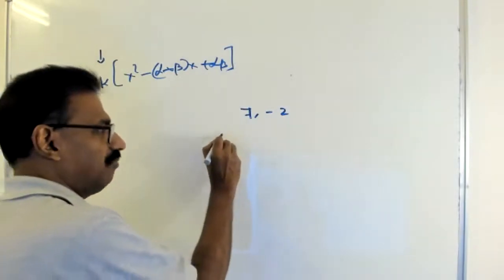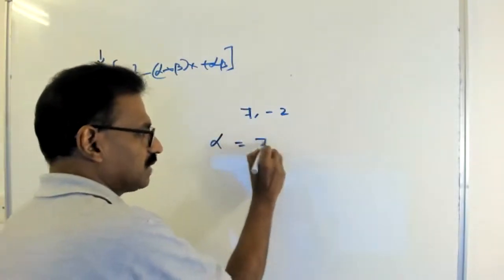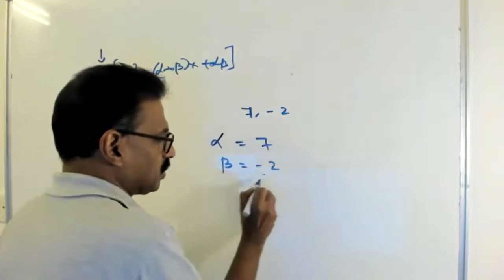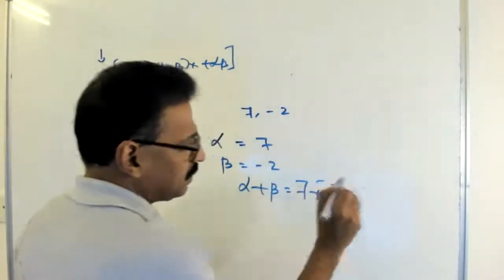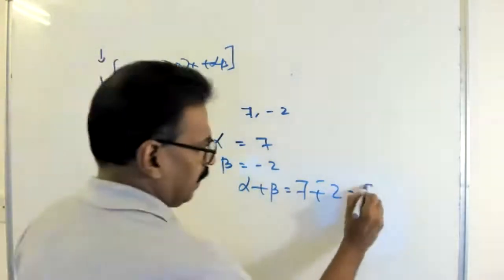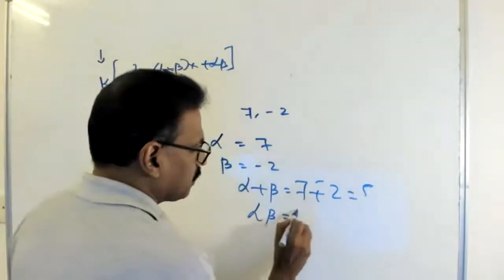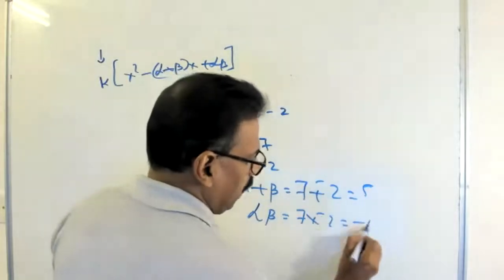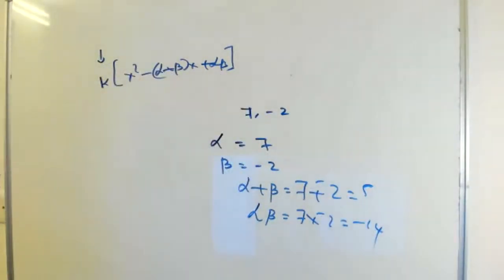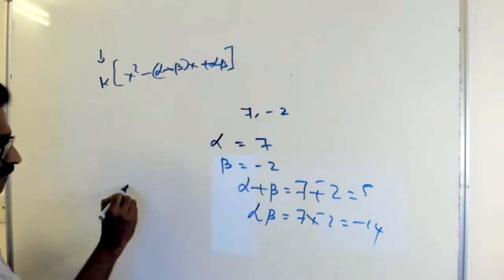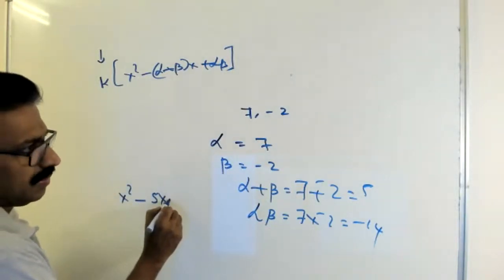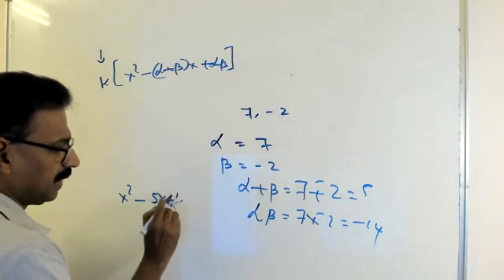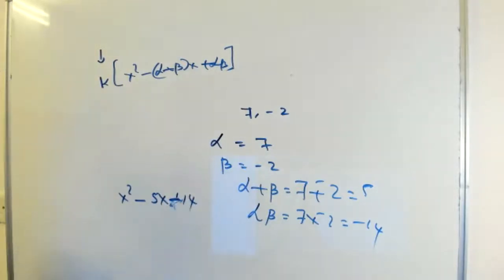Sum: alpha equal to 7, beta equal to minus 2. Alpha plus beta, what? 7 plus minus 2 is what? Minus 5. Alpha beta equal to 7 into minus 2 equal to minus 14. So what is the polynomial? X square minus 5x plus minus 14. Correct or no? Minus 14. Right? Okay. So now, next one.